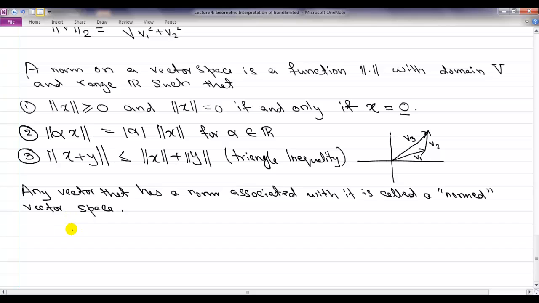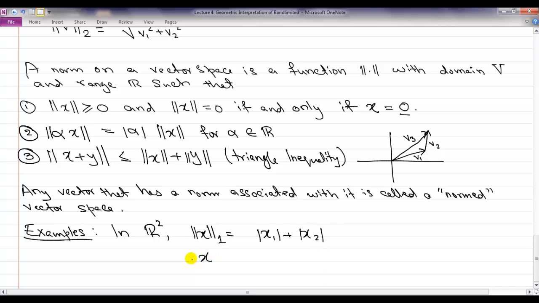So it turns out that in, for example, R2, the usual length that you measure is not the only norm. You can measure norm in many ways. So examples, in R2, another norm could be defined as, and it is written with a 1, the sum of the absolute value of x1 plus the absolute value of x2. And you can verify that that is indeed a norm.